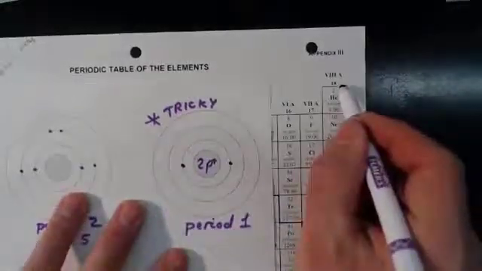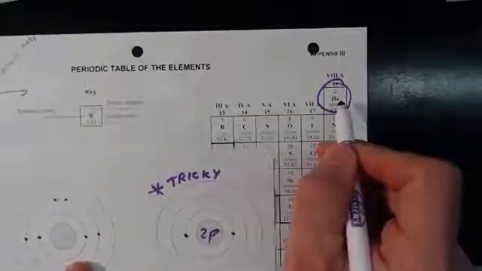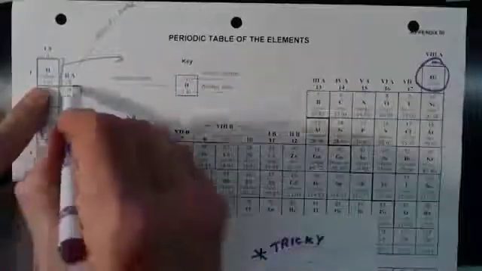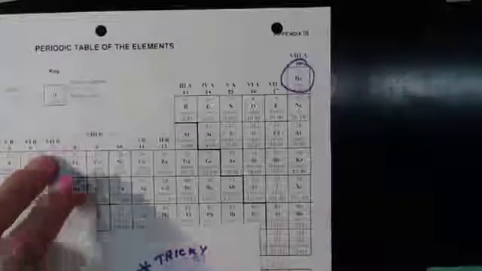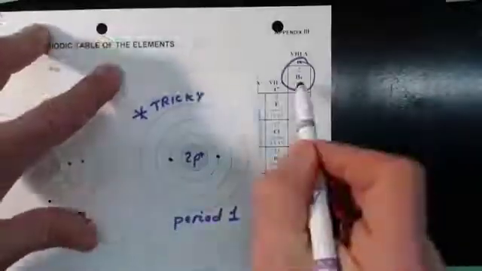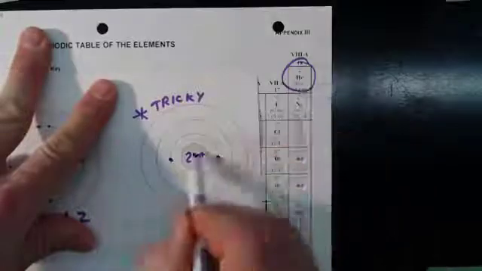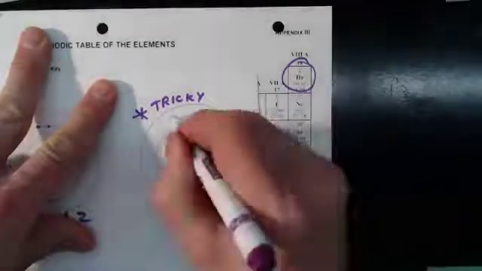Helium, right here. Helium is not in group 2. Group 2 would be way over here. It's not here. Why isn't it in group 2? Because helium, they've put it at the end because it has a full shell, even though it only has 2. So helium is an exception.